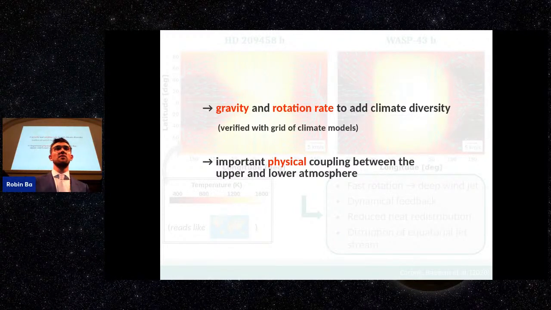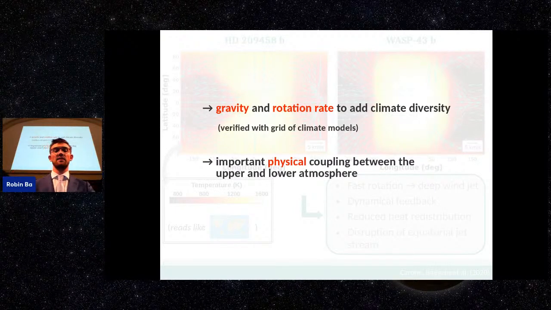And we later also verified this with a grid of climate models that went beyond these two exoplanets, but really for a whole range of different temperatures, gravities, and also different stellar types. And we found indeed that for these very dense and fast rotating planets, this always seems to be the case.